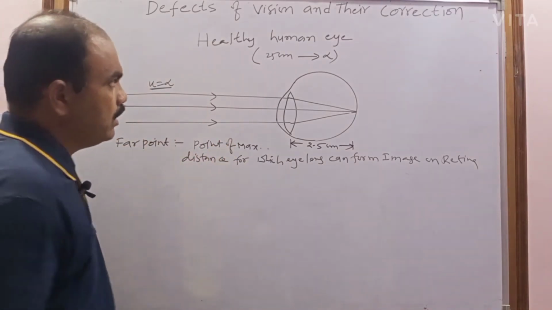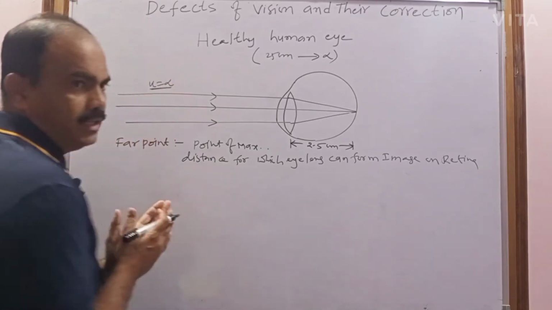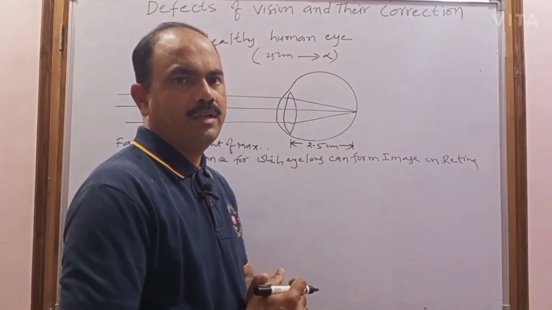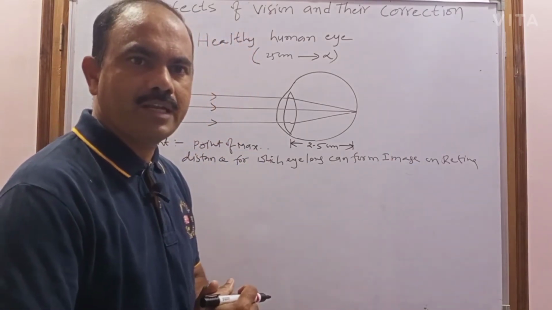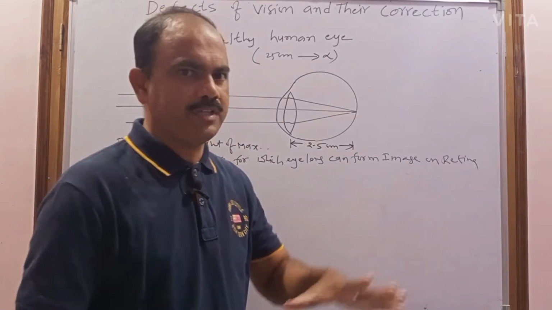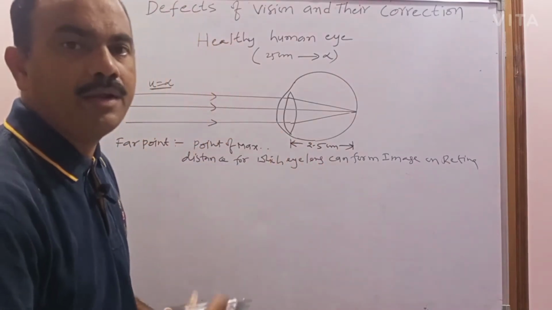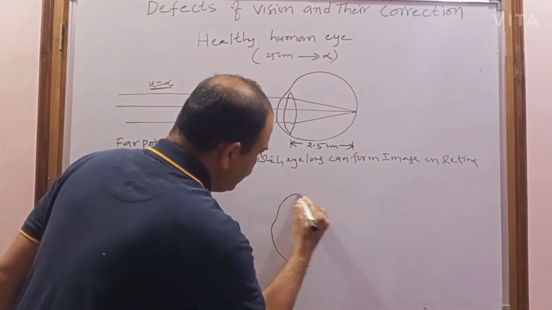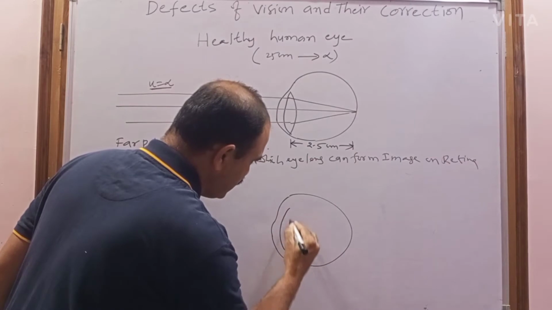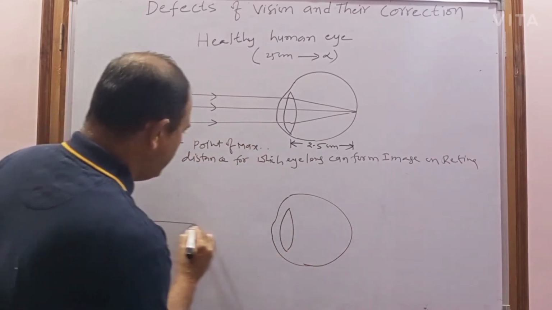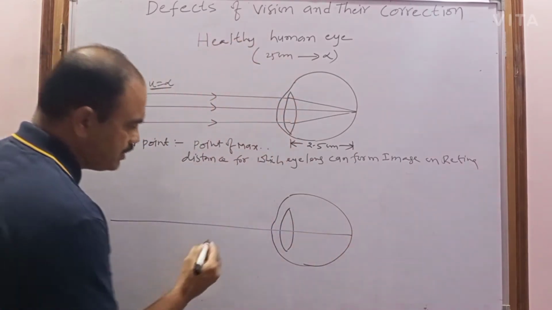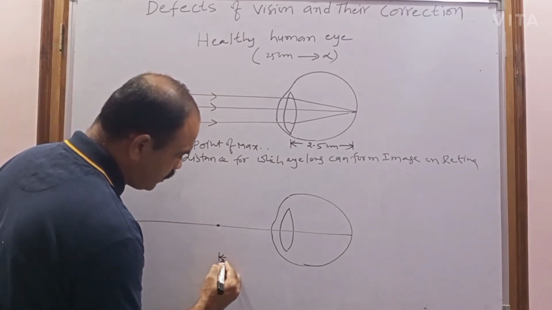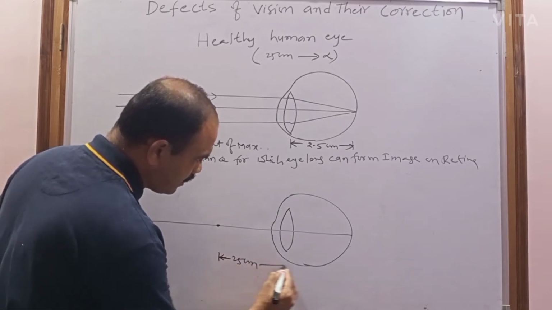Remember. Now what is the minimum distance for the human eye at which he can see the object clearly and comfortably? That is 25 centimeter. That minimum distance is called the near point. Now this is the healthy human eye, and consider this is the eye lens of the healthy human eye. This is the principal axis. Now consider this is the object, kept at 25 centimeter.